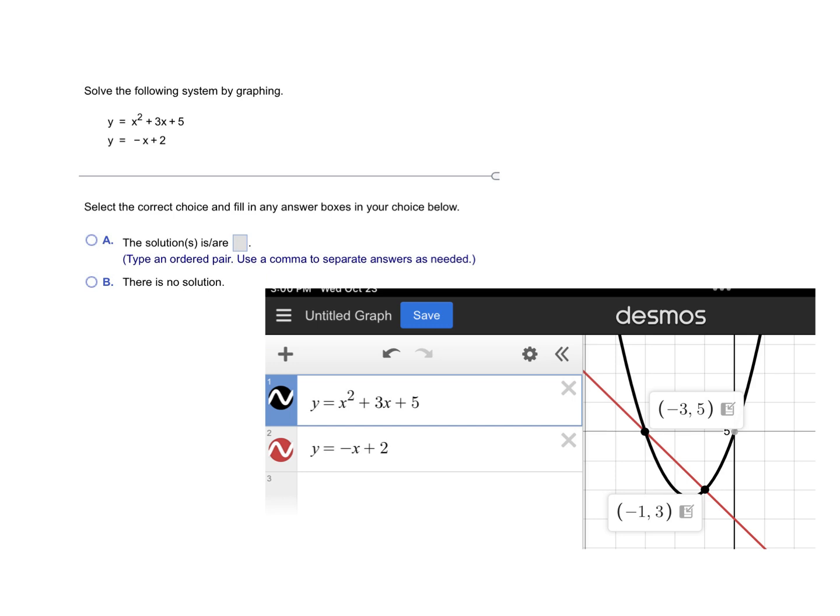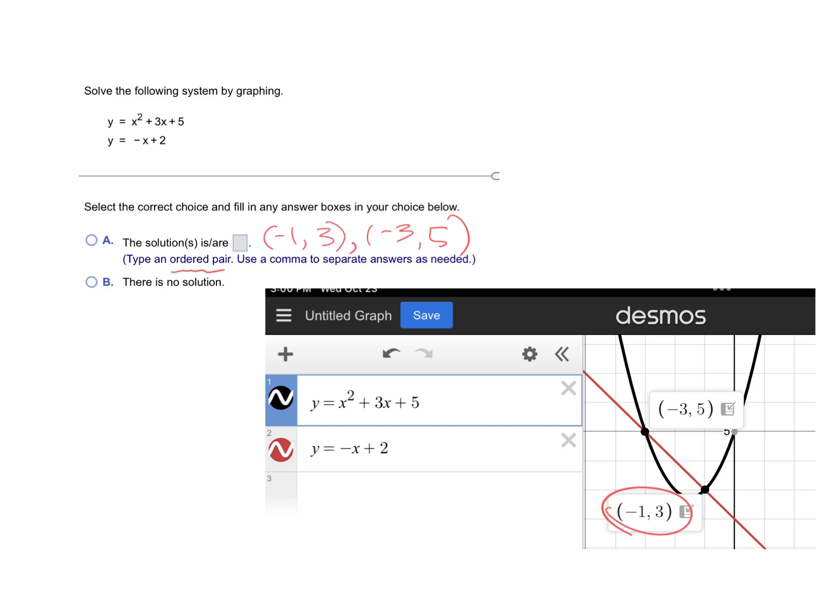All right, this one's old news. We have done this before. This time, though, it does want the ordered pair. It even tells us here, type an ordered pair. So we're going to use this one. It's going to go -1, 3, comma, -3, 5 is what you need to type in.